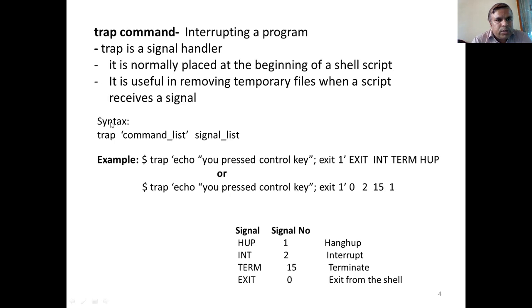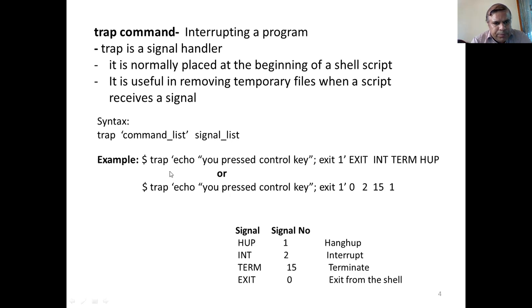So what is the syntax of using the trap command? The command name is trap followed by the arguments. The first argument is the command list enclosed in single quotes, followed by the second argument, the signal list. When a script receives any one of the signals in the signal list, the commands in the command list are executed, and the signal list can contain integer values or signal names. Signal numbers or signal names.